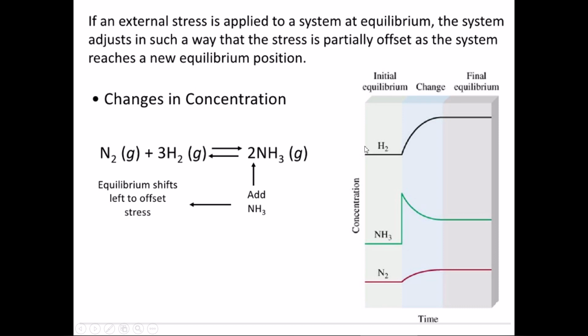Now also notice that I have a larger change in H2 concentration compared to N2, and this is because of the stoichiometry. I am creating 3 times as much H2 compared to N2 when the ammonia breaks down.